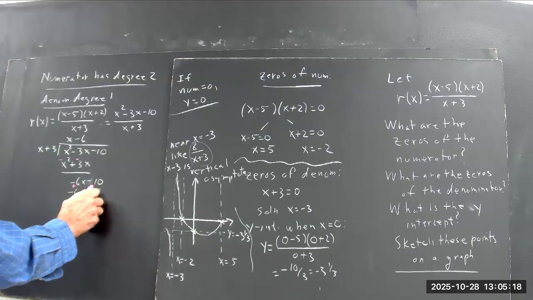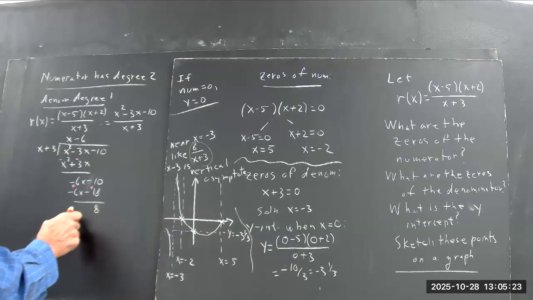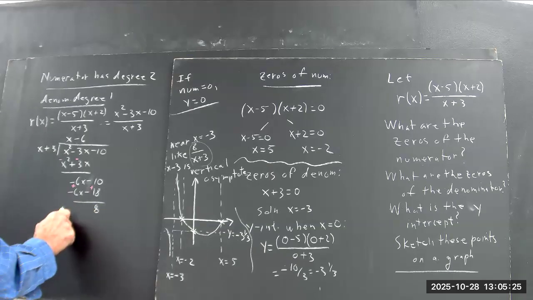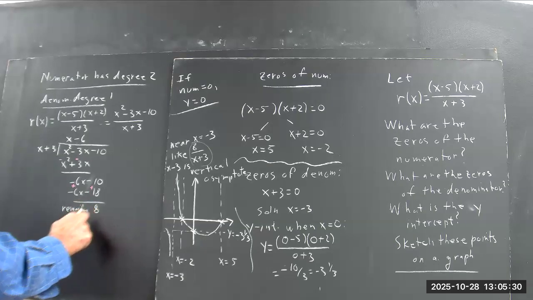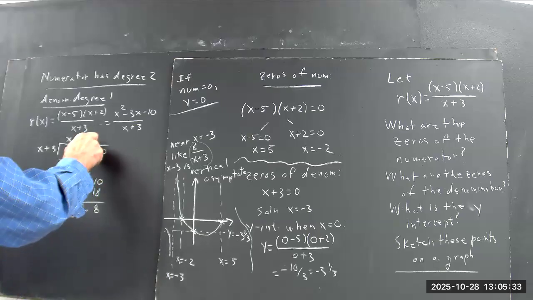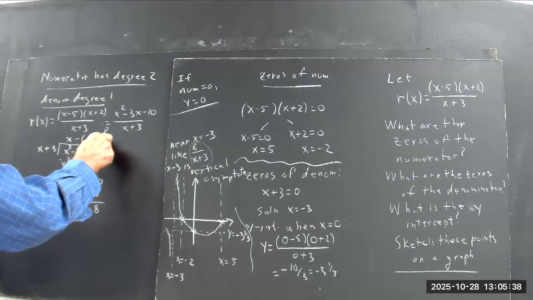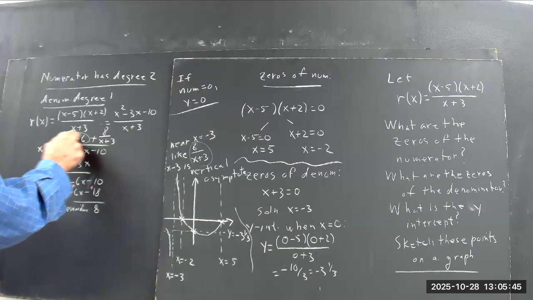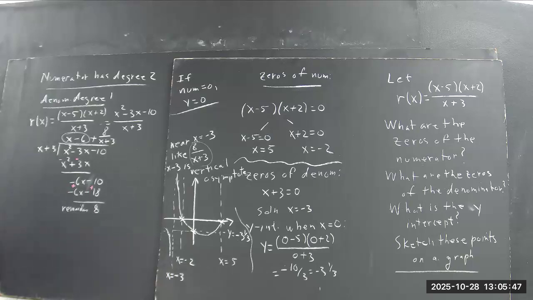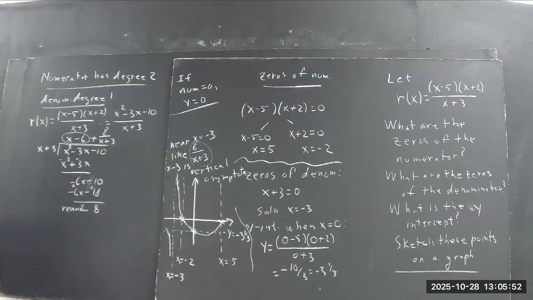Put our auxiliary signs here to make sure we don't mess up. We have a remainder of 8. So we could say that's x minus 6 plus 8 over x plus 3. Now the x minus 6 is going to dominate this function if we zoom out.